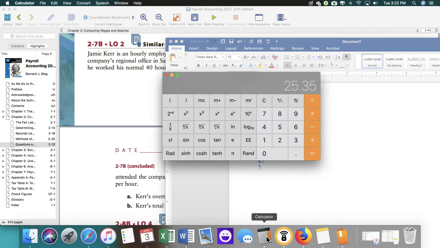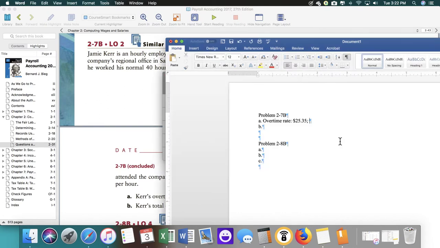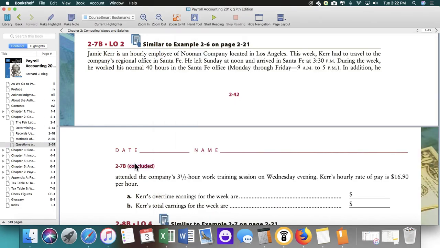The more information you give me, the more I'll be able to help explain if you have gone incorrectly somewhere. So we're going to multiply that times 7 hours. That gives us an overtime pay of $177.45. So that is his overtime pay.